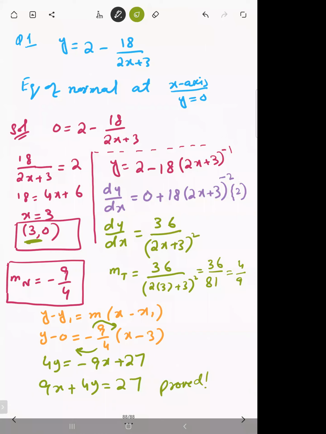We know that for an increasing function, the gradient is positive. So the hint is that dy/dx is greater than 0. So you have to find dy/dx. You have to keep that expression greater than 0. And you will get a quadratic inequality, and you know very well how to solve a quadratic inequality. Okay, then see question number.